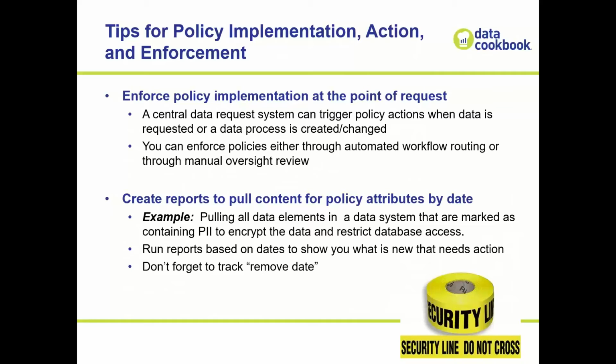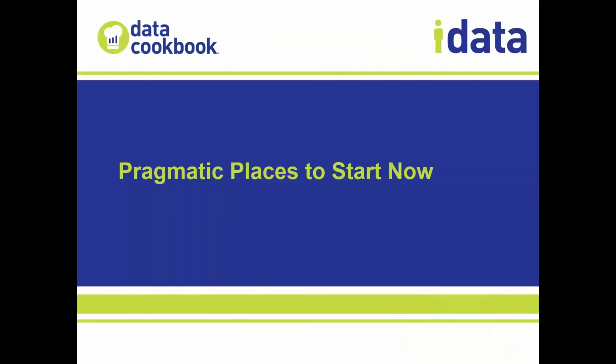Another way is if you have these policy attributes, you can run reports against these systems, and this is where this date thing comes in. So maybe you're trying to pull all the data elements in a data system that are marked as containing PII, and then you want to encrypt those things, right? So you can run that report and pull that out. But if someone added a date or removed a date and you ran the report again, you're not going to know what have I done, what have I not done. So having a date on that is helpful, so you can pull out the things that are new or changed and know that, oh, I have to go make sure that those things are encrypted or not. Again, it really depends on the particular type of task.